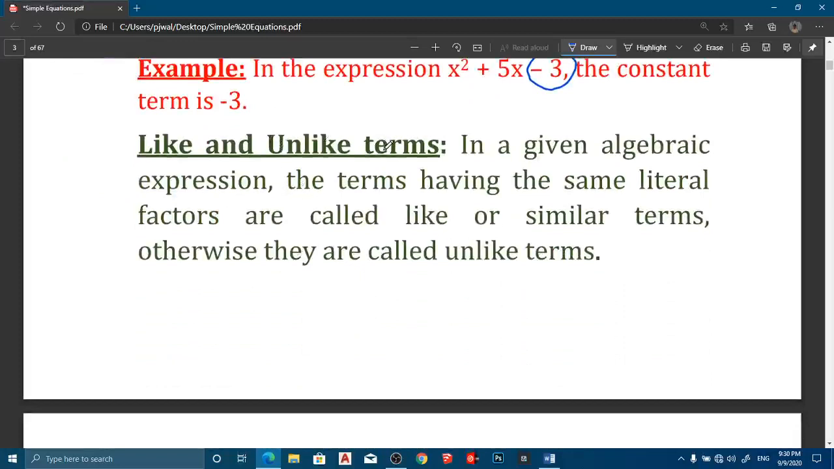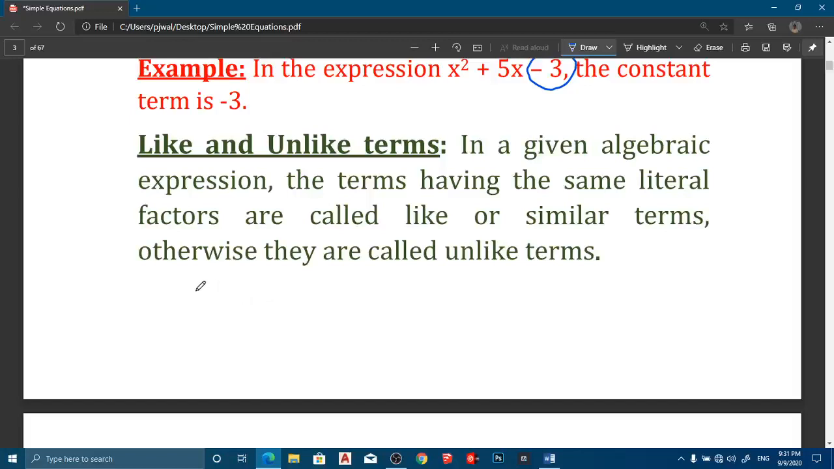In integers, fractions, and decimals, in all the chapters you have learned what like terms and unlike terms are. Like terms means terms which have the same characters. So here also, in a given algebraic expression, the terms having the same literal factors are called like or similar terms. Otherwise, they are called unlike terms.